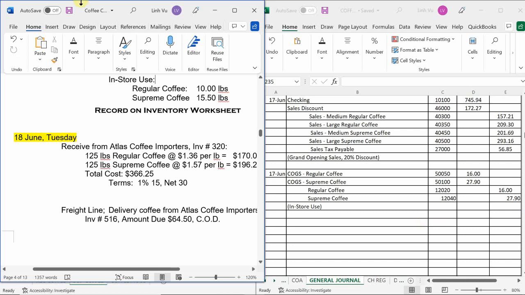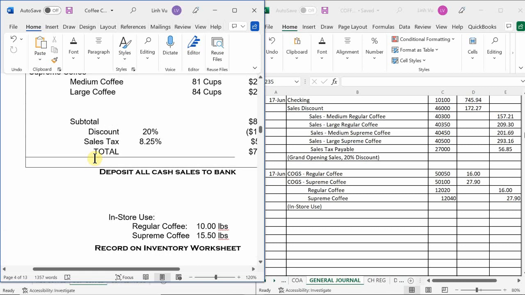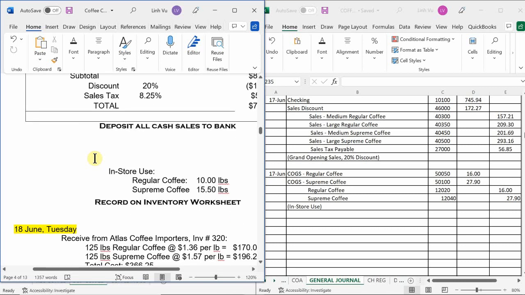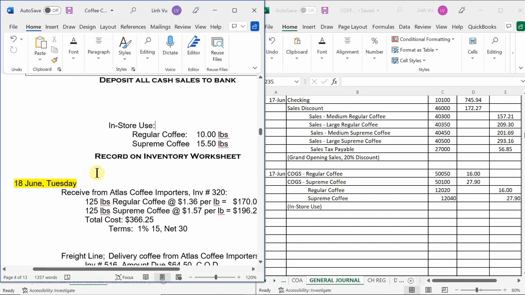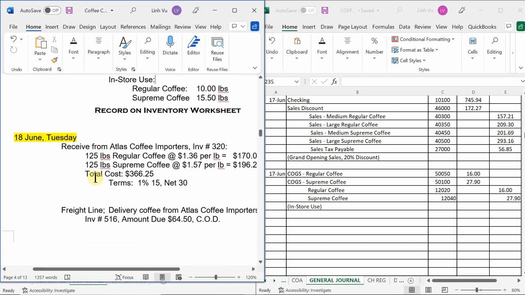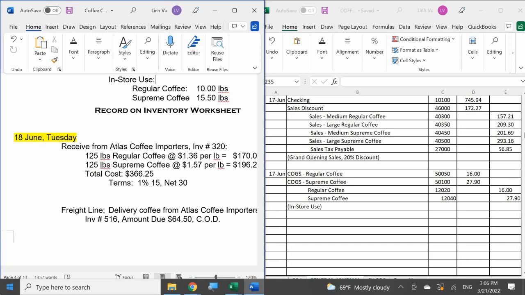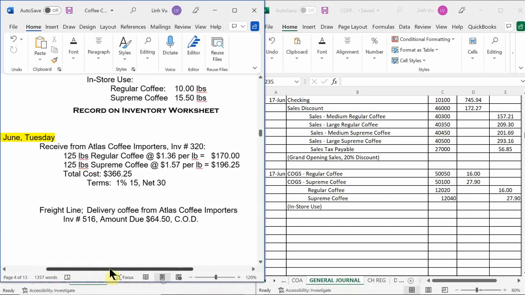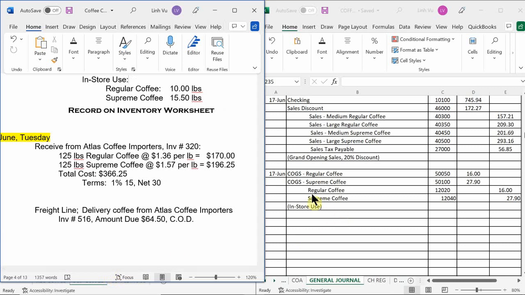All right, so now that we finished up the last day, we had our sales, we updated our inventory, we deposited the money to the bank. So now it's officially the next day. It is Tuesday, June 18th. And the first thing that we had here is we end up receiving our coffees. Since we received our coffee, what does that mean?